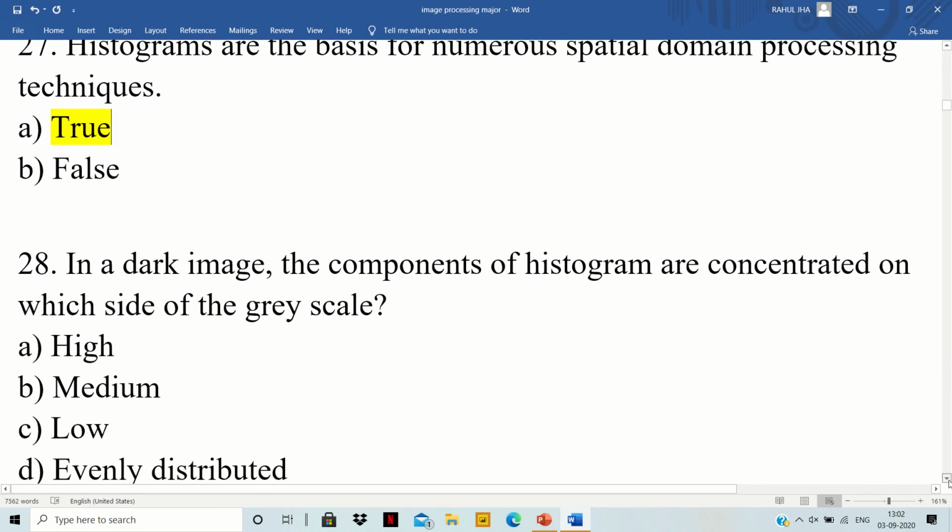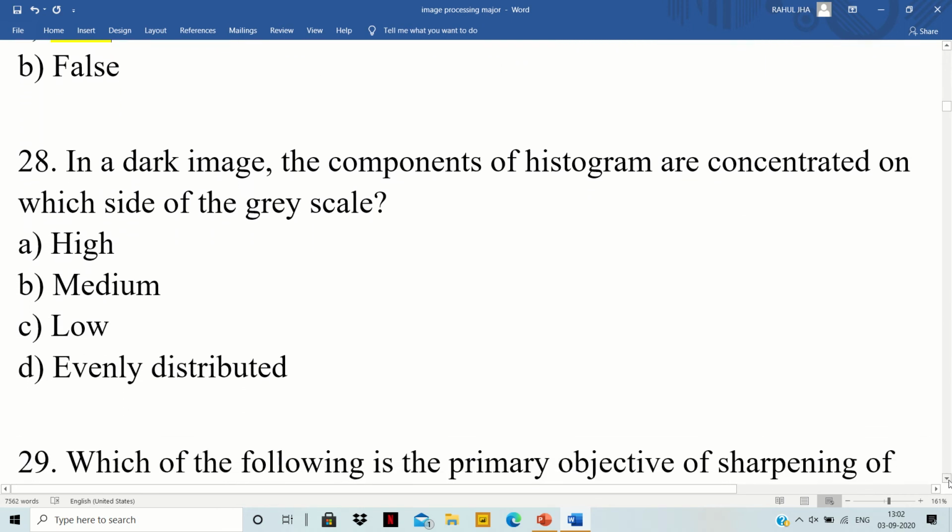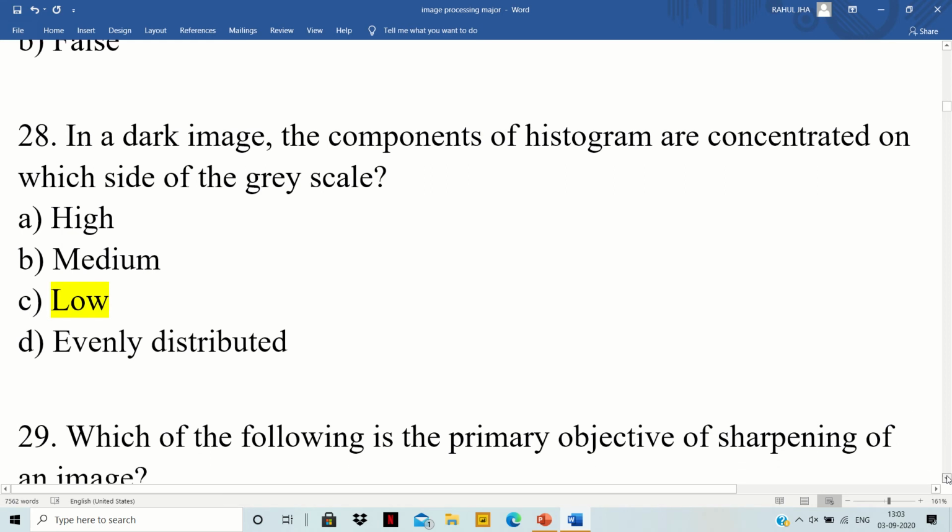techniques. Next question. In a dark image, the components of histogram are concentrated on which side of the grayscale? Our options are A, high, B, medium, C, low, D, evenly distributed. In a dark image, the components of histogram are concentrated on the low side of the grayscale because it is dark.